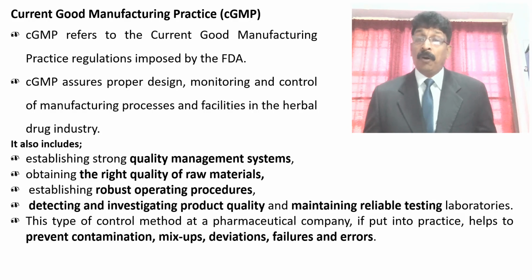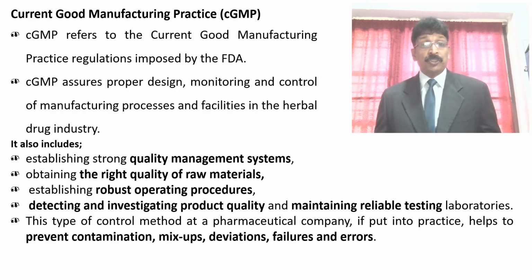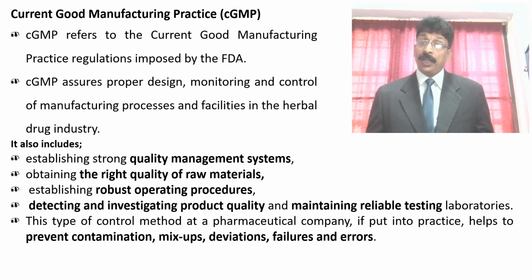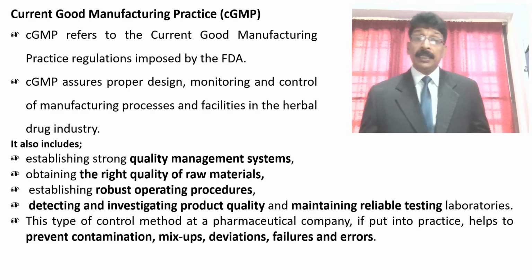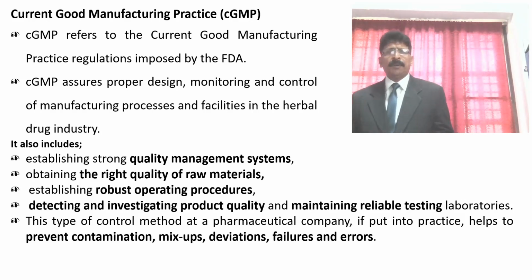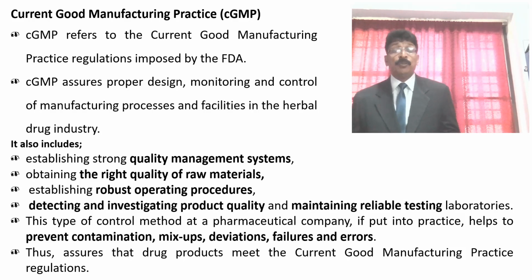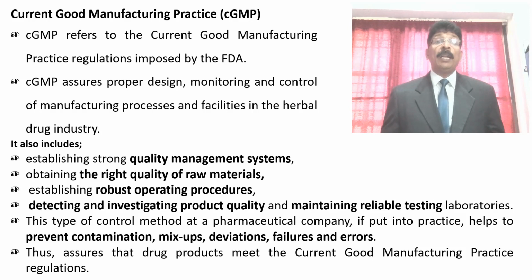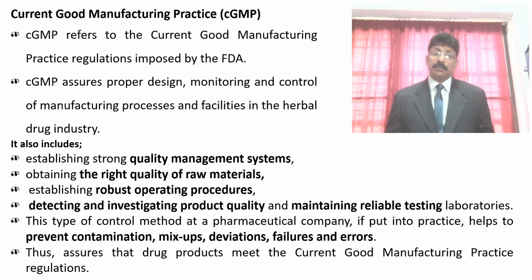The points the students have to remember: quality management system, right quality of raw material, robust operating procedures, detection and investigation of product quality, maintenance of reliable testing laboratories, and these all can prevent contamination and mix-up of products, and deviations, failures and errors can be prevented. So this point can be written by any student once you read. This is the main objective of good manufacturing process or good manufacturing practice. Thus it assures that drug products meet the current good manufacturing practice regulation.